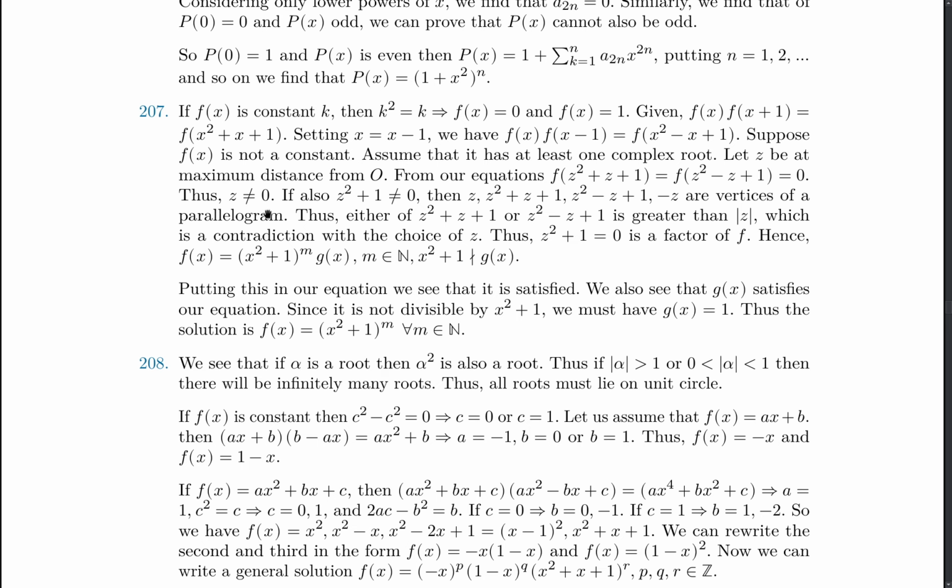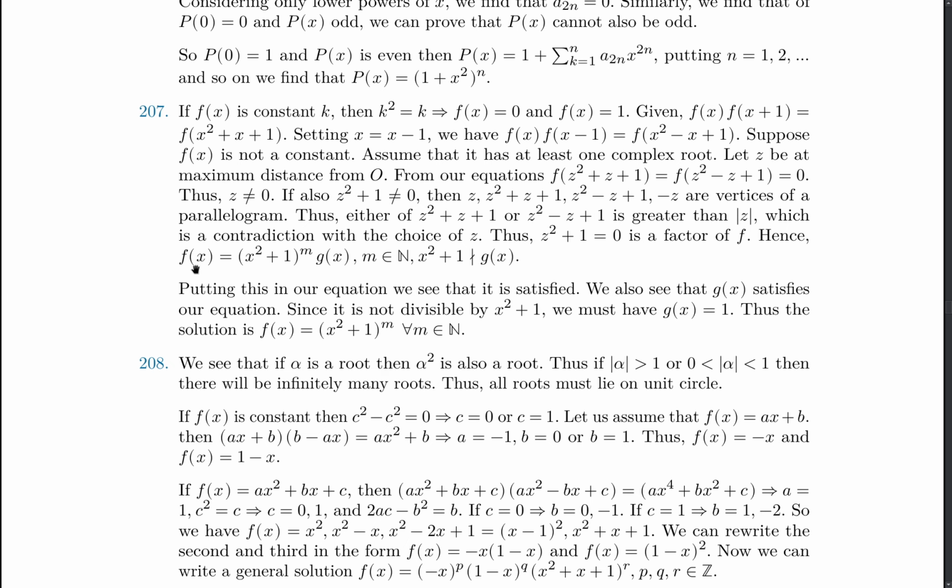Thus z is not equal to 0. Also if z^2 + 1 is not equal to 0, then z^2 + z + 1, z^2 - z + 1 and -z are vertices of a parallelogram. Thus either z^2 + z + 1 or z^2 - z + 1 has modulus greater than |z|, which is a contradiction with the choice of our z, because we chose z to be at maximum distance from O. Therefore other vertices cannot be at greater distance. Thus we conclude that z^2 + 1 is a factor of f.